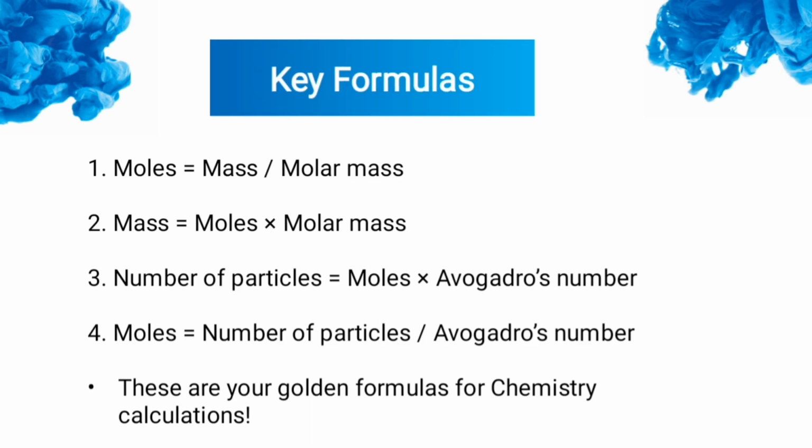Now, my dear student, these are the key formulas. Keep in mind. The first one, mole is equal to mass divided by molar mass. And the second one, mass is equal to moles multiplied by molar mass. The third one, number of particles is equal to moles multiplied by Avogadro's number. The fourth one, moles is equal to number of particles divided by Avogadro's number. My dear student, these are your golden formulas for chemistry calculations.